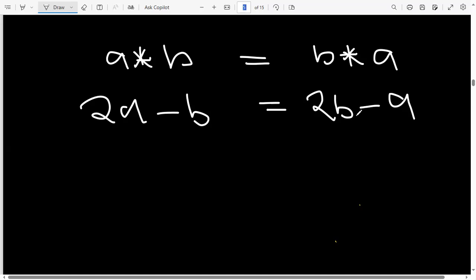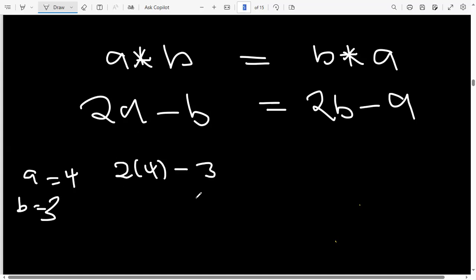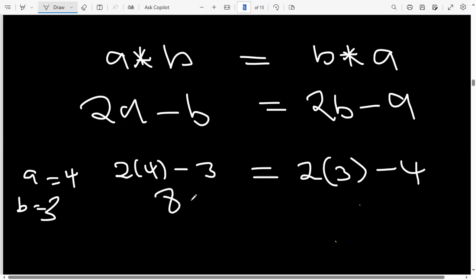The answer there is no, it's not. Just by looking there, you can tell that they are not the same. But if you are doubting yourself, you can always try putting actual values there and then find the answer. Let's say, for example, A is 4 and B is 3. If I use this one, I'm going to get 2 multiplied by 4 and then minus 3. If I use the other, it's going to be 2 multiplied by 3 and then minus 4. So here you are going to get 8 minus 3.